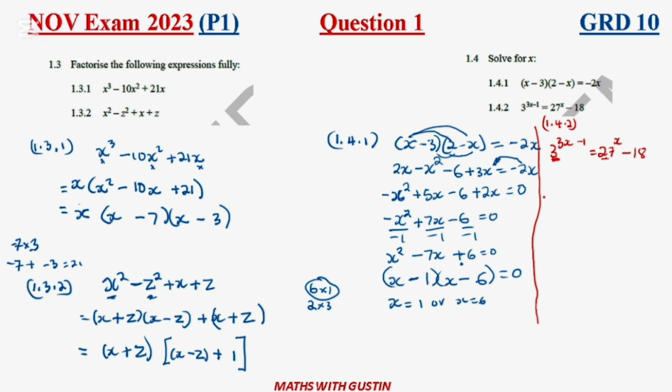Okay, so now let's see. Now we have got a 3 here. It's going to be 3x minus 1. So therefore now here we can change this 27 to be 3 to the power of 3, which gives us 27. So when you multiply this 3 with this x, it's going to be just x minus 18. Therefore we take all the x's to that side.